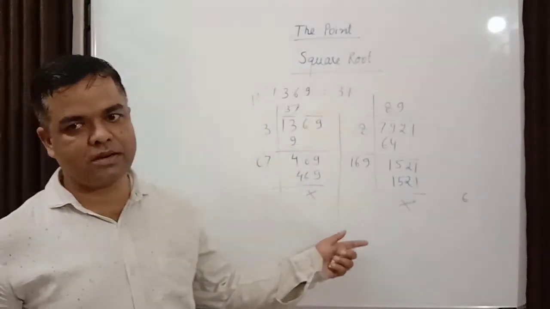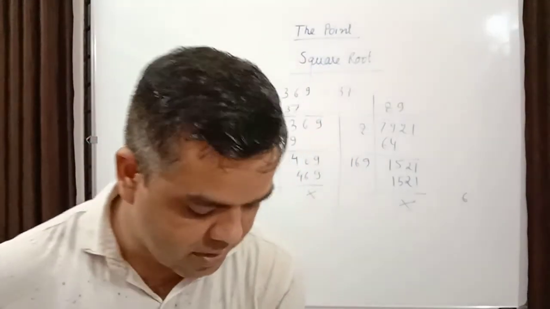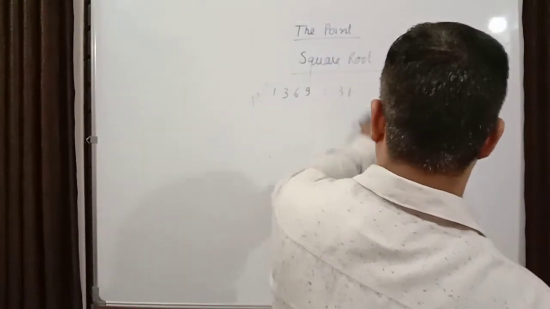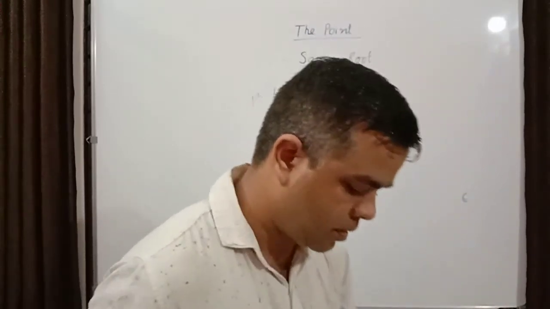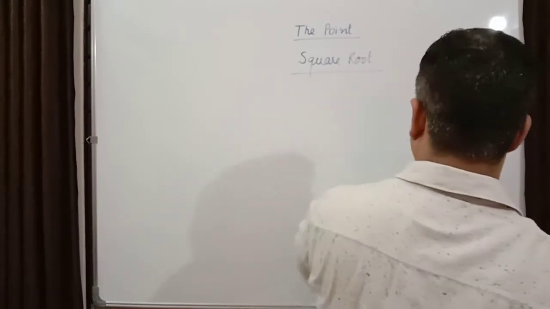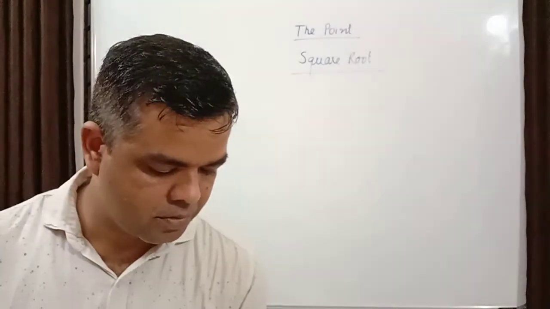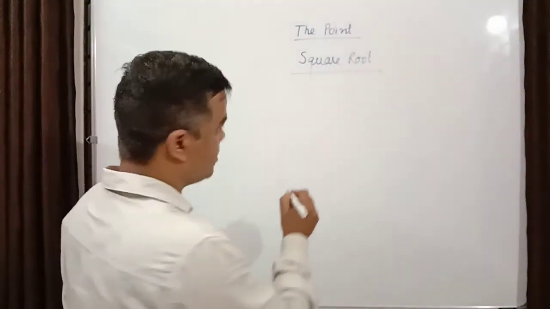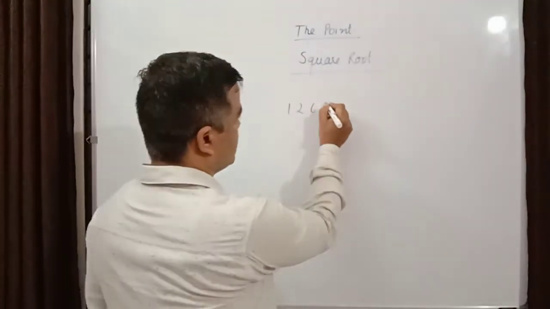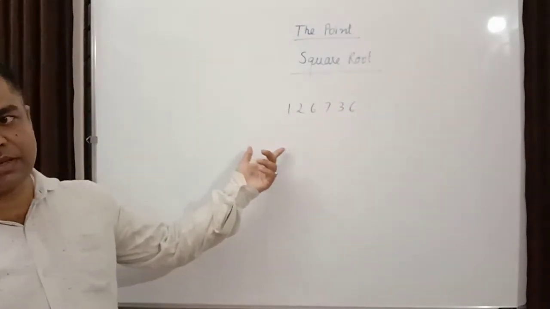Now I think it is clear to you. This method is clear to you. So if we want to take an example of a longer number, then we can take it. Take the number 1 2 6 7 3 6. This is the number. You have to find out the square root.